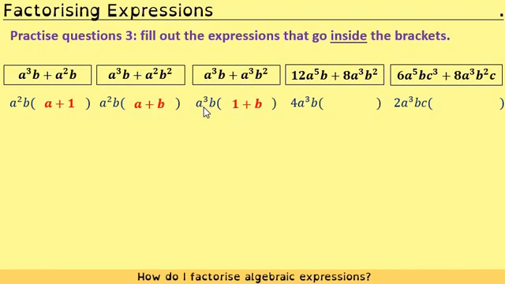A cubed take out a cubed, cancels. B squared take out b, leaves me with b. So in this one I have 1 plus b inside the bracket. Next, these super tricky ones. We'll do the numbers and then we'll do the letters.